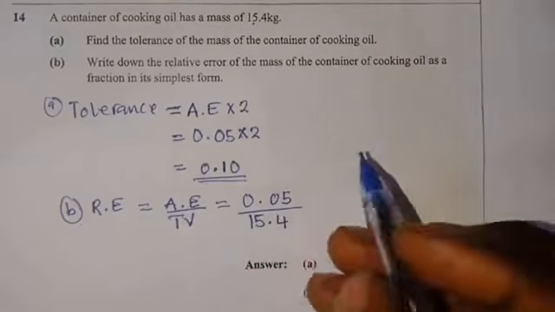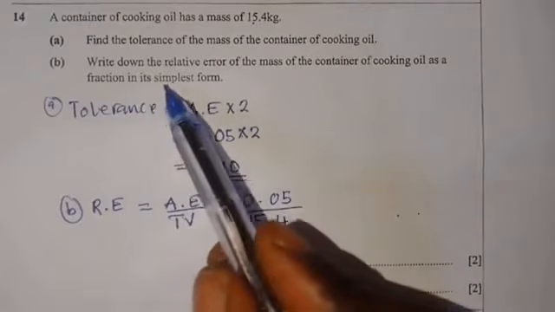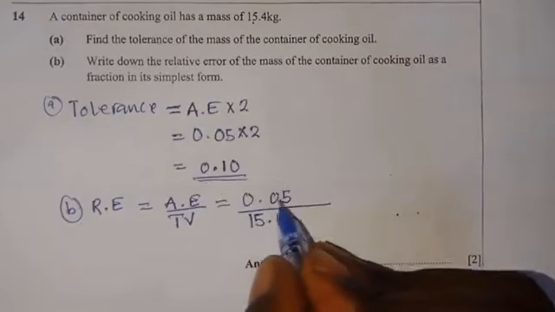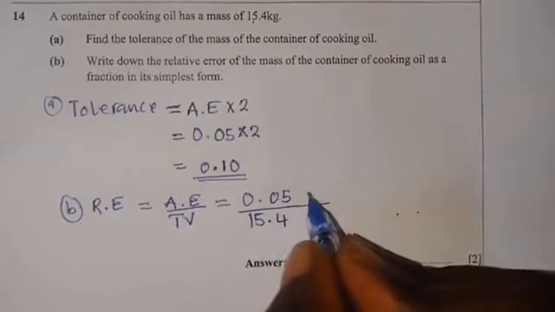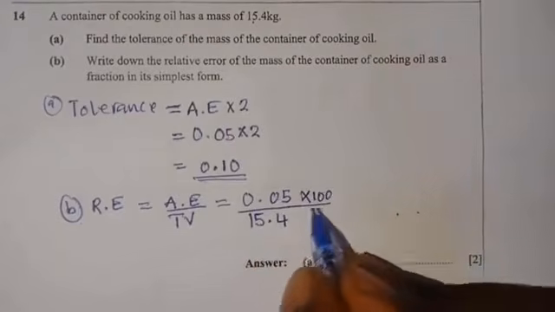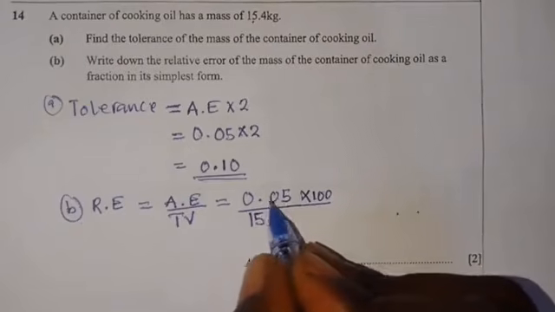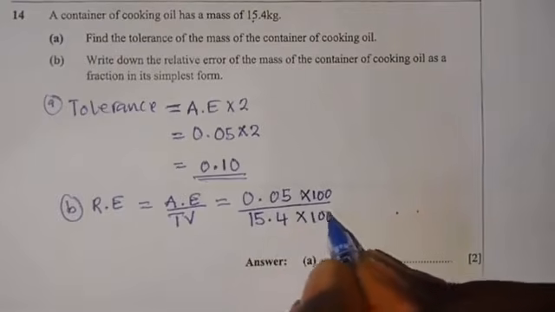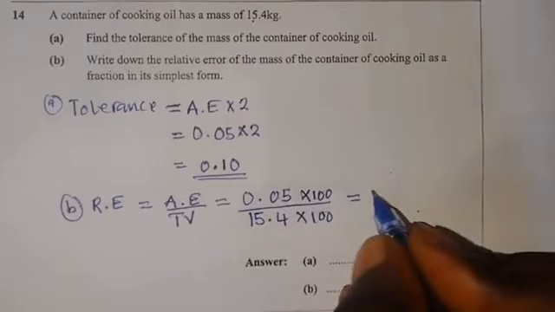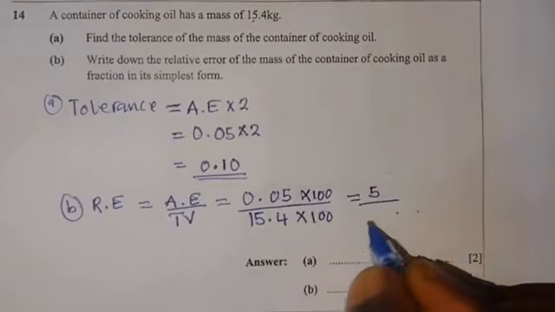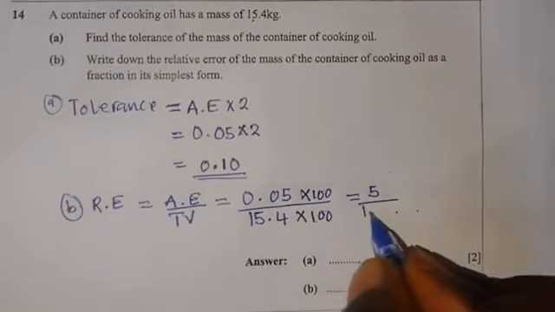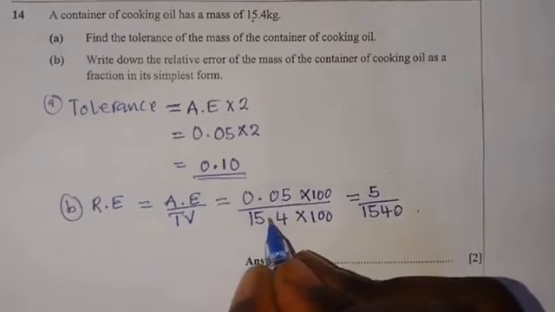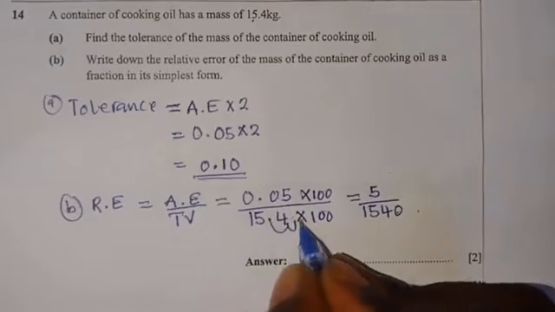15.4. So here they said we need to leave our answer as a fraction in its simplest form. So here, we look at our numerator, it's a decimal number, so we can multiply this by 100 so that it becomes a whole number, because it has 2 decimal places. That's why you are multiplying by 100. So even down here you multiply by 100. So 0.05 times 100, you are going to get 5 over 15.4 times 100, you get 1540. So the point has moved 2 places to the right. 1, 2, and then we add a 0.